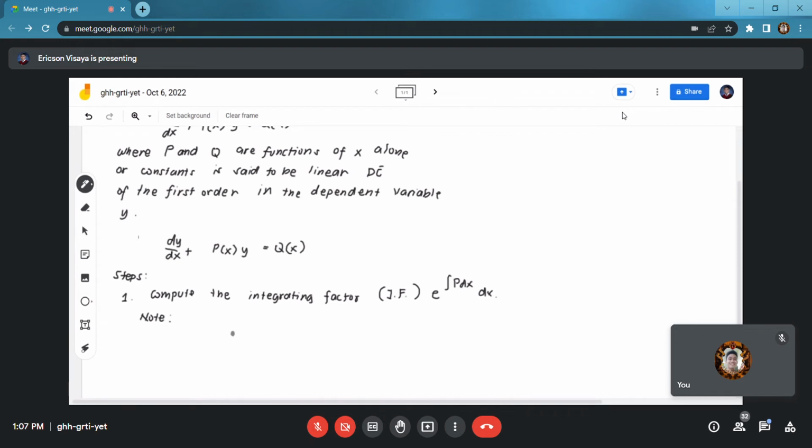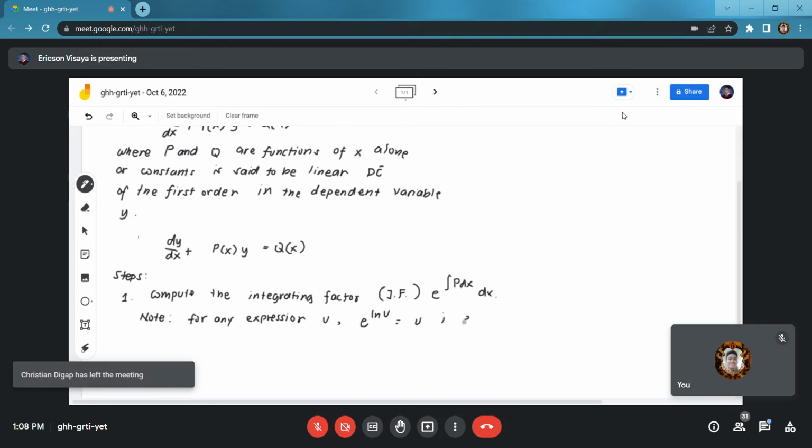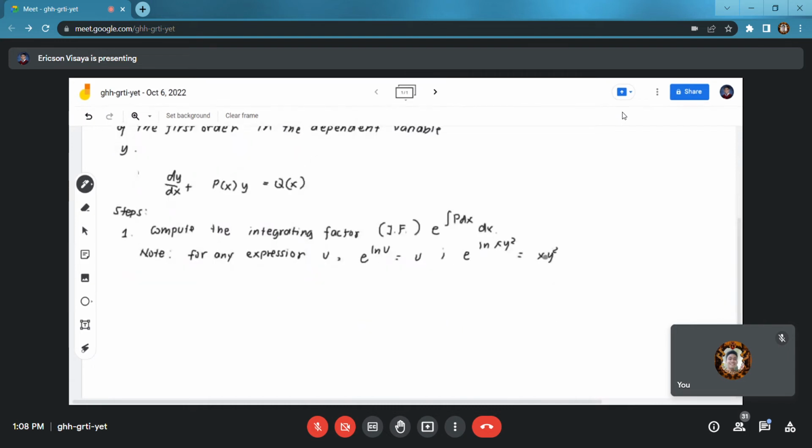Note that for any expression u, yung ginagamit natin, e raised to ln u is equal to u. For example, give tayo ng e raised to ln of x y squared. So, bali yan ay x y squared na lang. Okay? Tandaan nyo dito, na-ano naman natin to sa mga previous topics natin, i-release natin yung e natin sa ln.